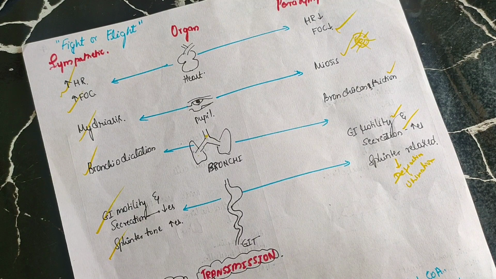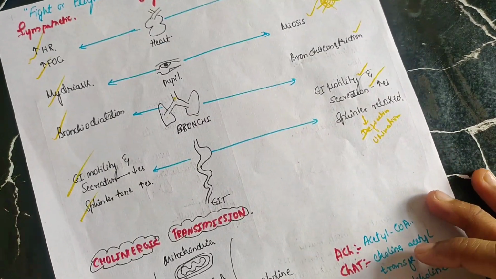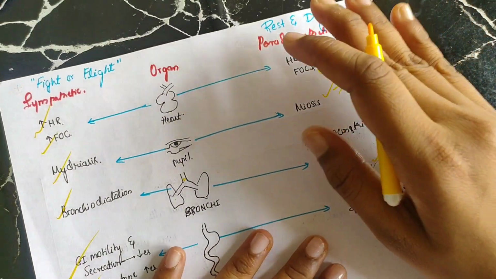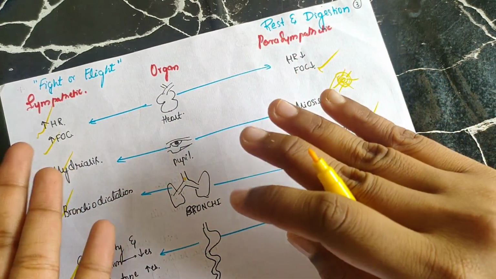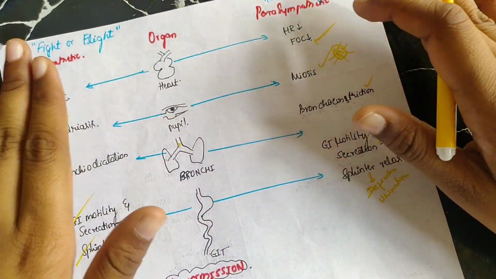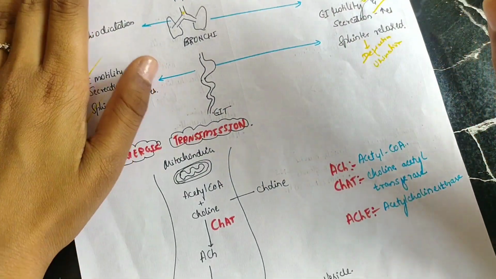I hope you properly got all these points, so you need not mug up anything. Just imagine a situation where the baby is at rest and drinking milk. In this condition, versus where you saw a snake and you need to fight or flight. This is all about the sympathetic and parasympathetic nervous system.